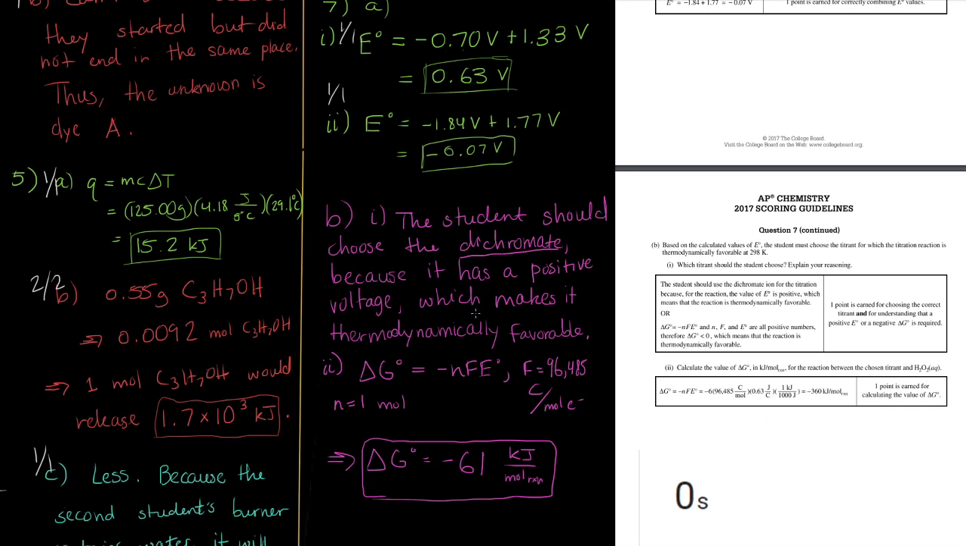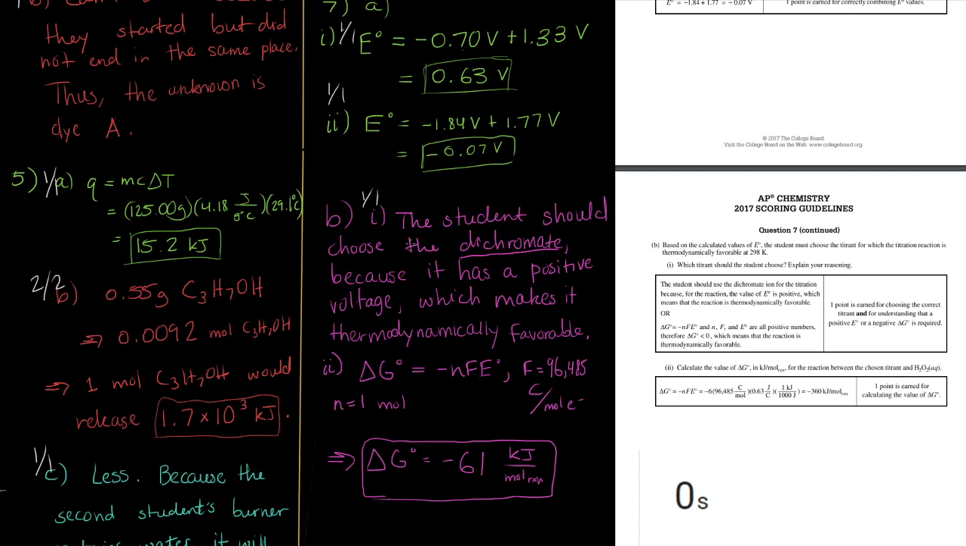Okay. Part I, the student should use the dichromate ion because the E value is positive, which means the reaction is thermodynamically favorable. Or just use the negative nFE thing. Okay. Cool. I earned my point. Positive E or negative G. Yeah. Bam.